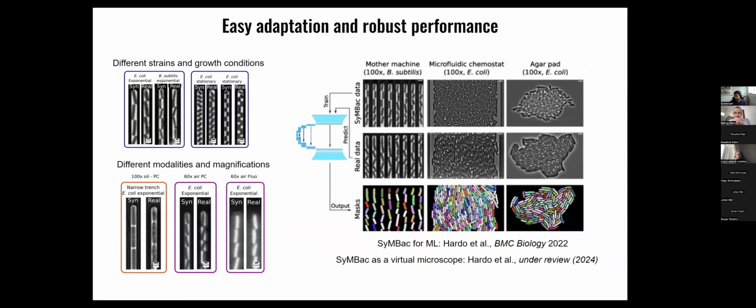And so recently we have also used SynBack as a virtual microscopy platform to identify errors in imaging. It's something we have recently submitted to a journal, but a version of it is available online to see how our imaging and image analysis algorithms lead to different artifacts in quantification of microbiology from microscopy data.